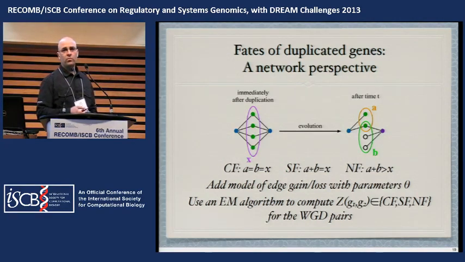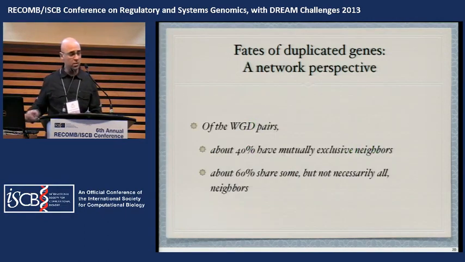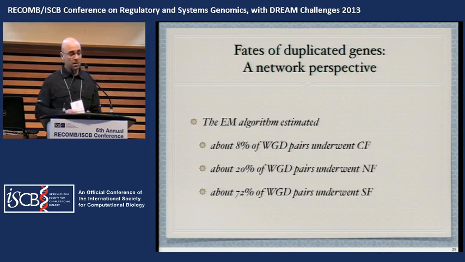Now, of course, when we look at the neighborhoods today, 100 million years after gene duplication, we have to account for mutations that happen at the edge level, or the connection level. We do add these as parameters, and we devise a very simple expectation maximization algorithm to try to learn these fates. We do this analysis. I'm going to skip this slide. We do this analysis.